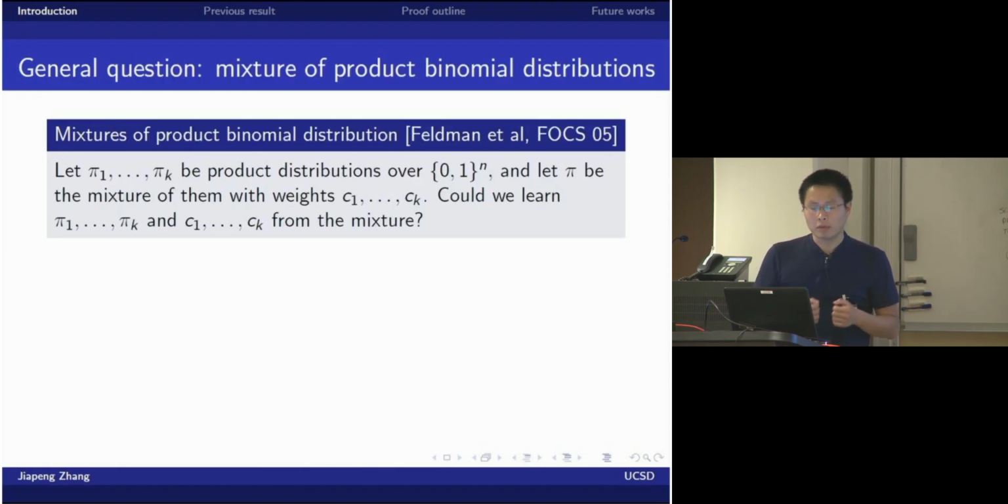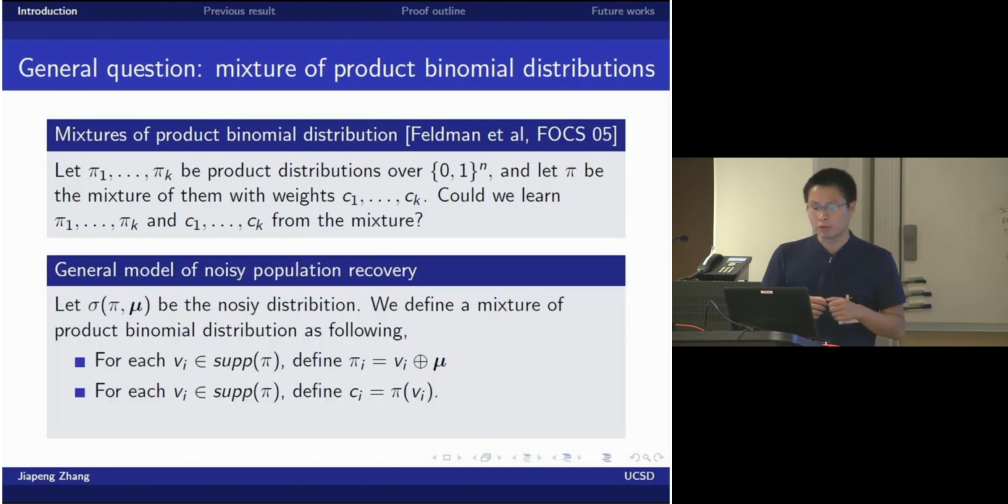One more general question is learning mixtures of product binomial distributions. This is a much more general framework. The problem is defined in this way: we have pi 1 to pi k product distributions, where pi is the mixture of them with weights c1 to ck. Could we recover the parameters from the mixture distribution? Noisy population recovery is a special case of this problem.